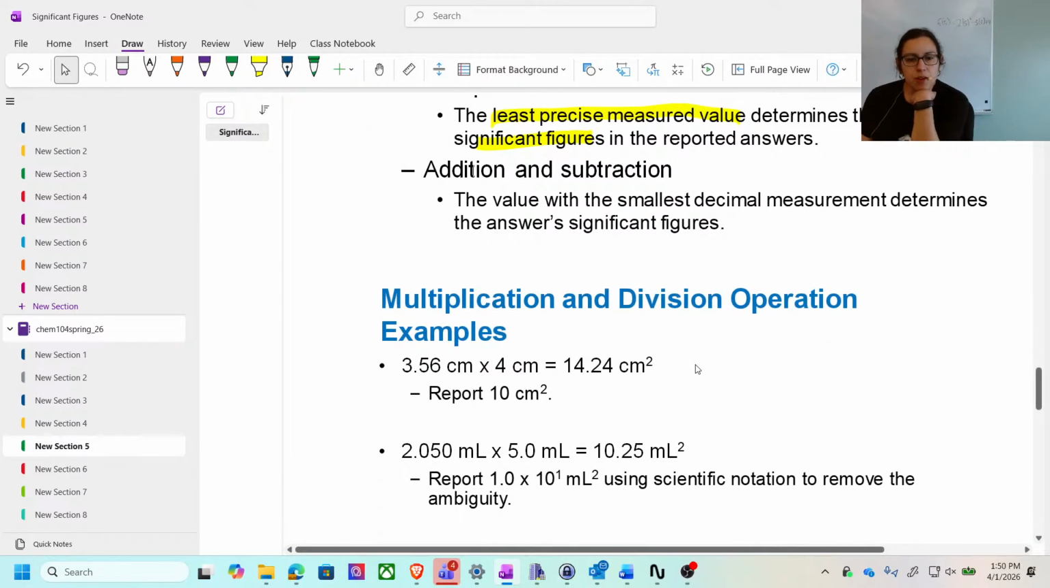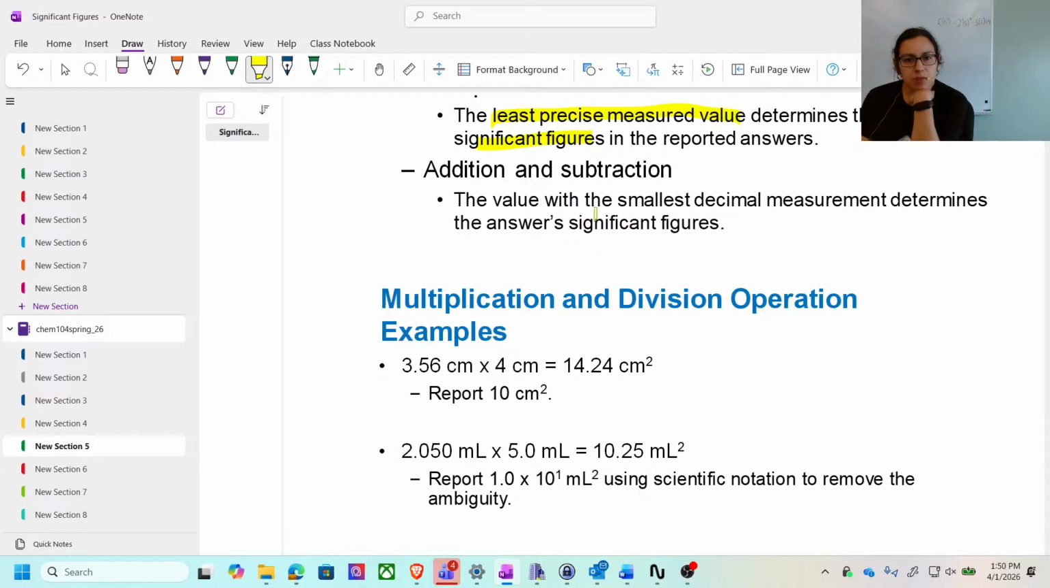And then addition and subtraction isn't too much harder. The only thing I'd say is maybe you should write it in elementary school style so you can clearly see after the decimal point, because it's the value with the smallest decimal that determines your sig fig.